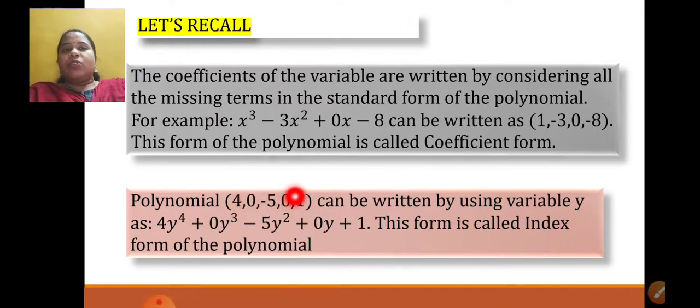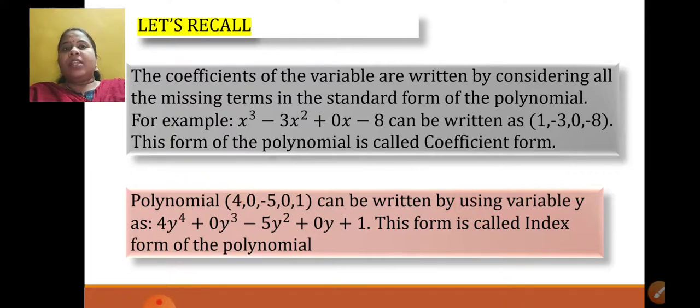5 terms. So the rule or the formula is: degree of the polynomial will be number of terms minus 1. So there are 5 terms here. So degree should start with 4 because 5 minus 1 is 4. So it is 4y raised to 4. Since it is 0, so 0y cube minus 5y square plus 0y, and always this last number is the constant, that is plus 1. This form is nothing but index form of the polynomial.